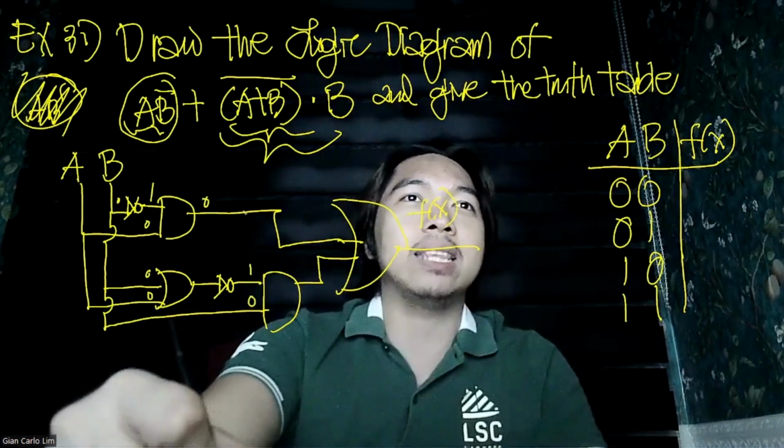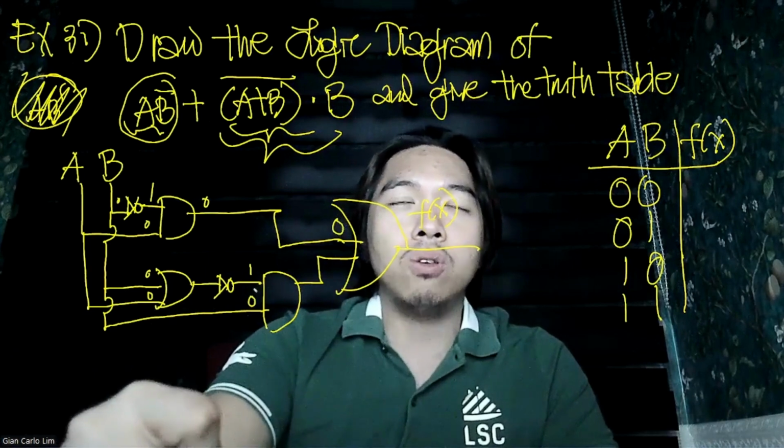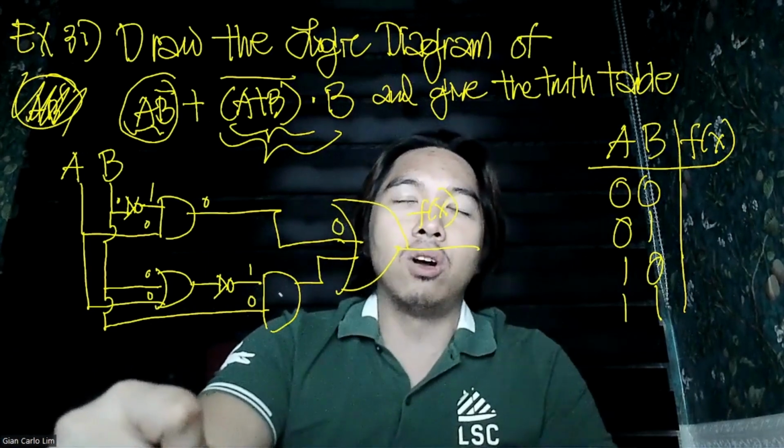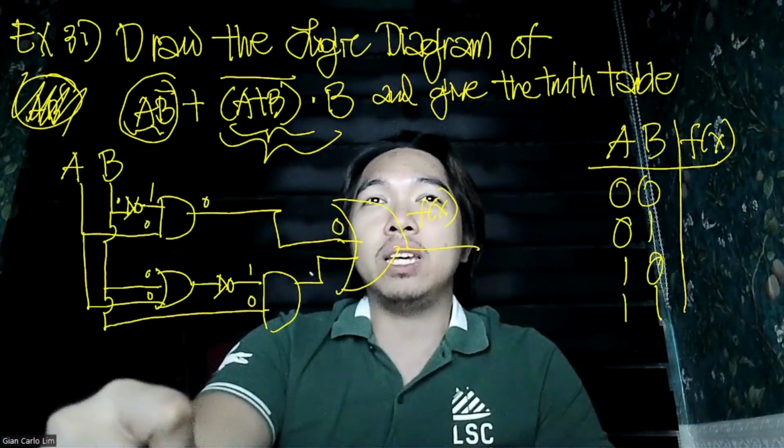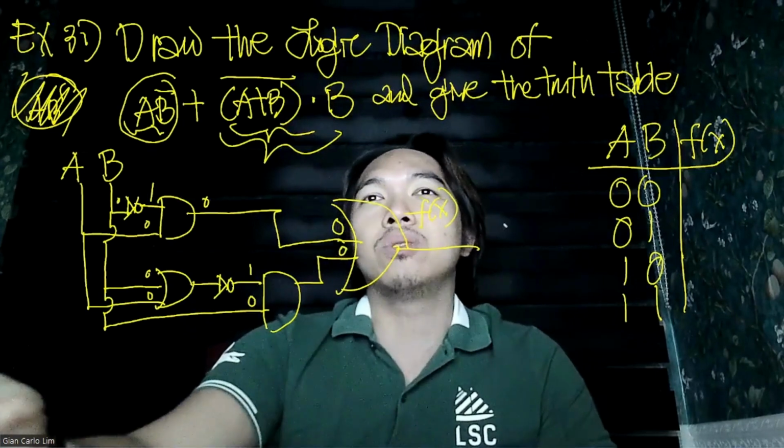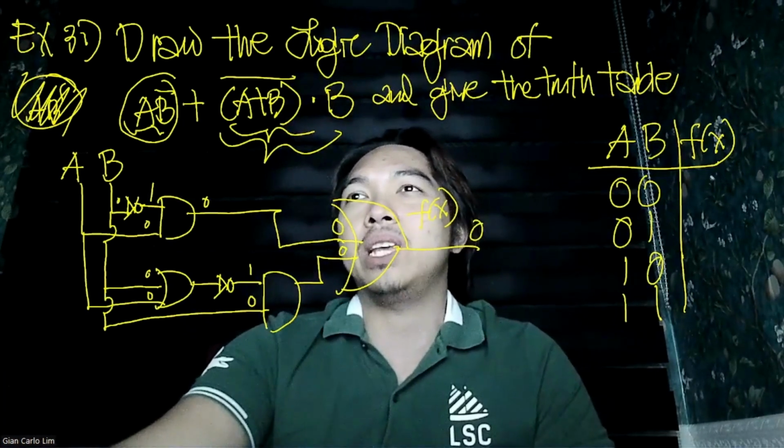Okay, so isa-isay natin yan. So this would be 0, 1 and 0. So pag and basta may 0, magiging 0. So 0 or 0, that would equal to 0. So therefore, this is 0.